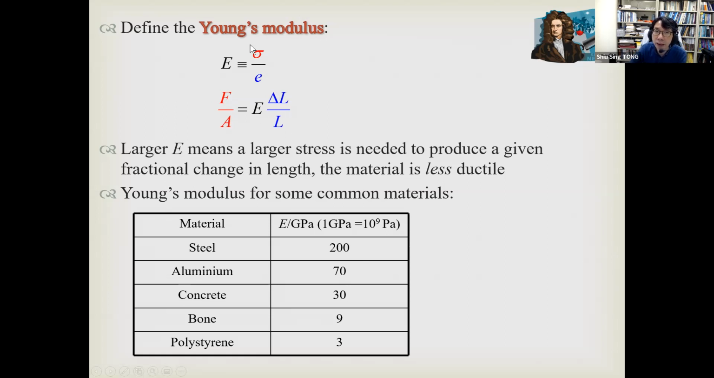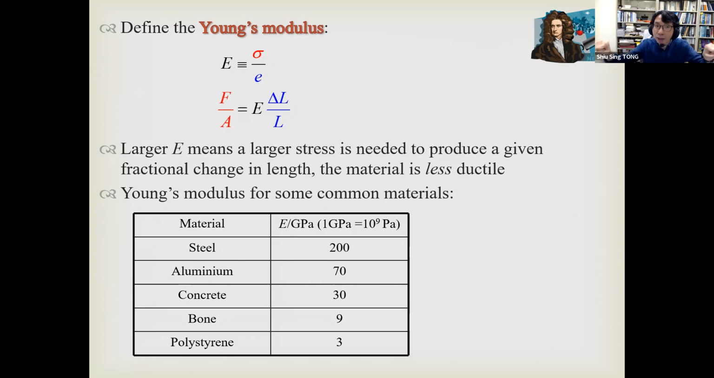Now, what is the meaning of E? E is a characteristic of the material. Different materials have different characteristics. E is a quantity that plays the role of the bulk modulus in a solid. If the value of E is large, that means a very large stress is needed to produce a certain fractional change in length, and the material is said to be less ductile. So imagine it's very hard to deform the metal.